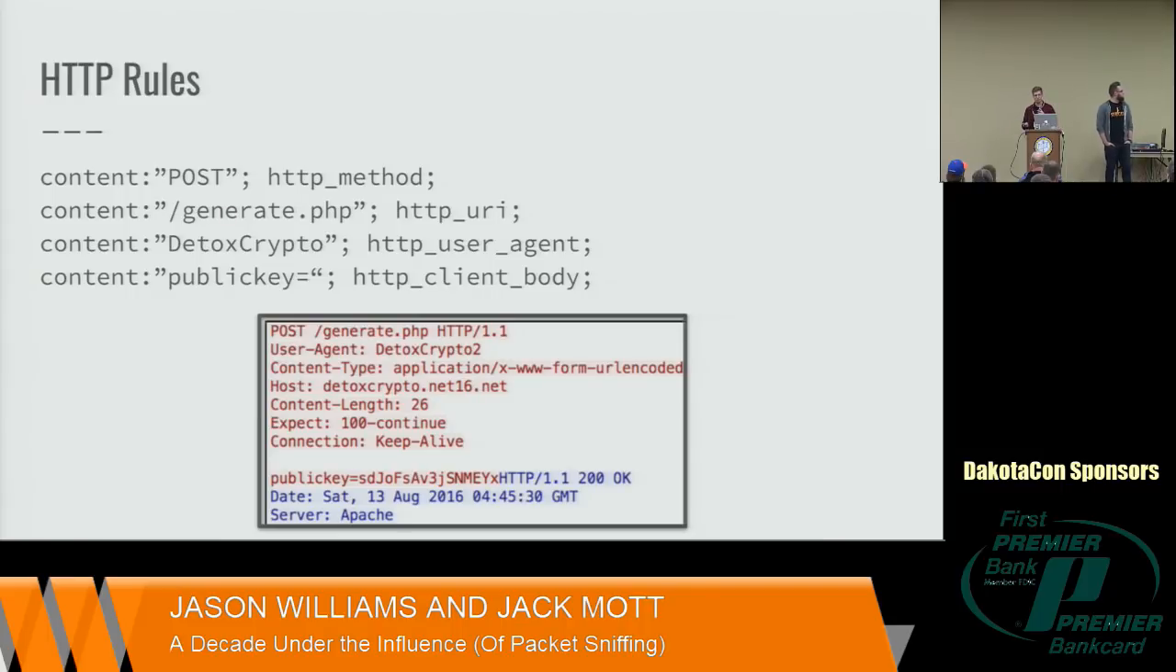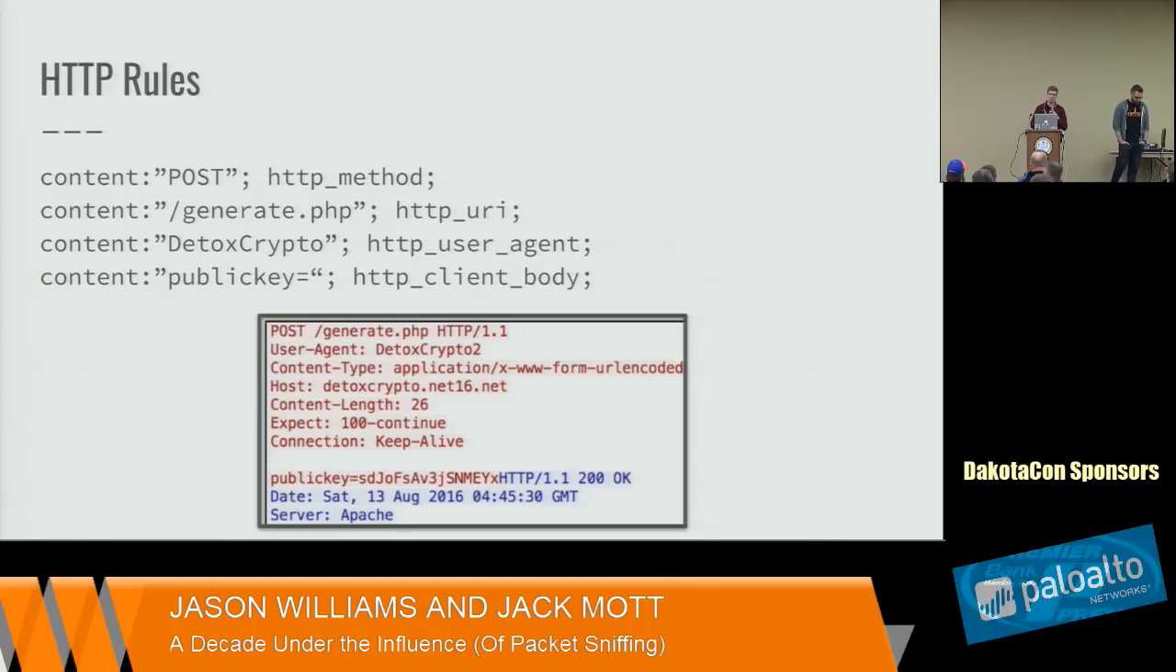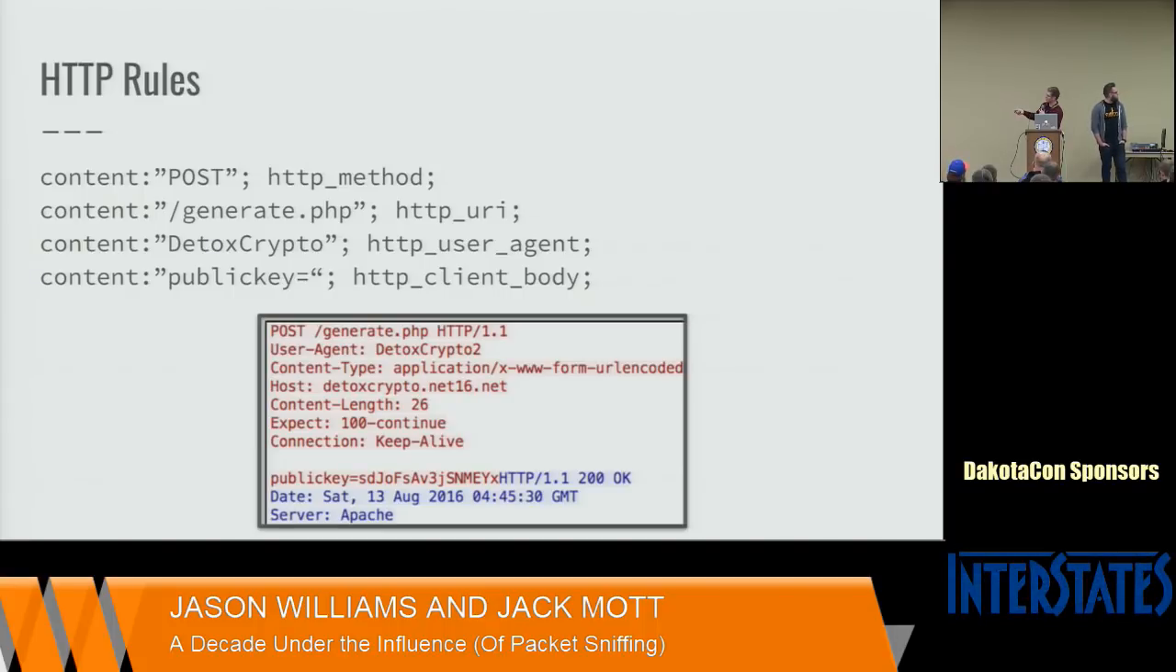If we assign these buffers to the contents that we just picked out, this is what that would look like. We have a content of post, and that's in the HTTP method buffer. So Suricata is only looking right here for post. It's not looking down here, and it's not looking in any of the other header fields. It's only looking right there. So again, super specific and really efficient.